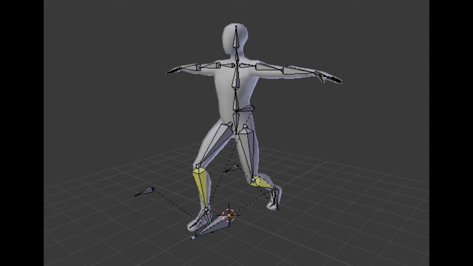Rigging is done by creating joints, where the bone structure of the character would be. This allows the animator complete control of the limbs and joints of the character.